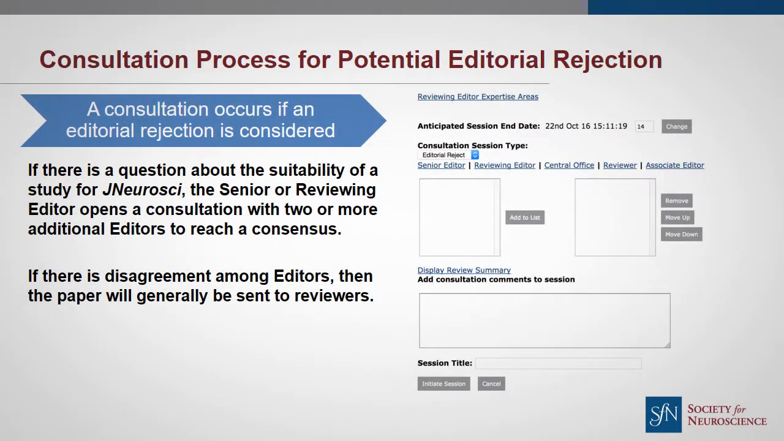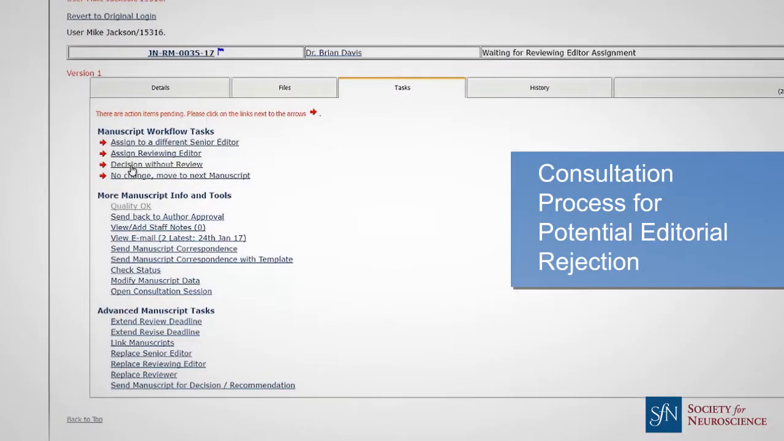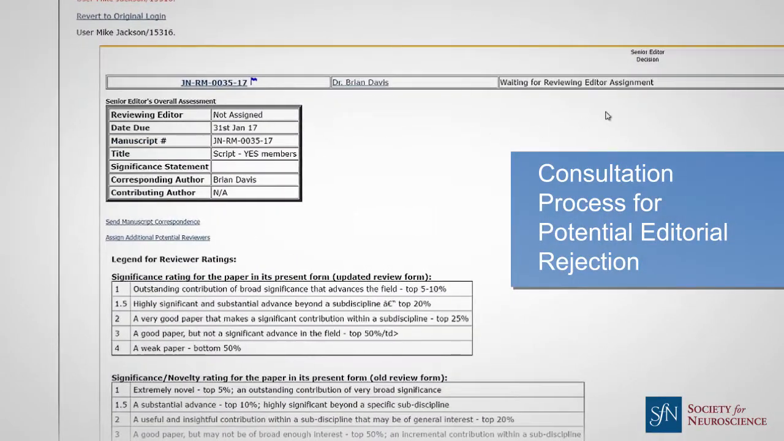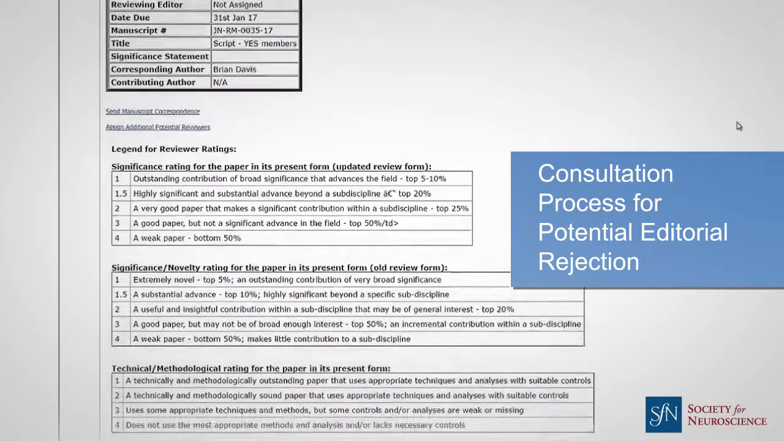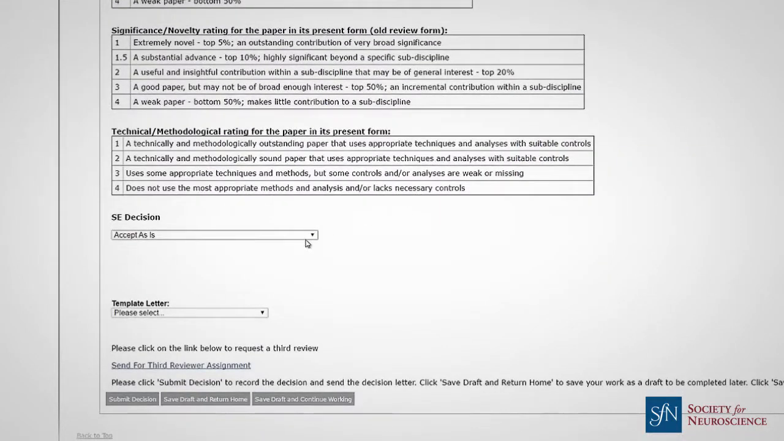In a minority of cases, an editor may question whether the paper is appropriate for the Journal of Neuroscience. If there are reservations about the suitability of the study for the journal, the senior or the reviewing editor will open a consultation session with two or more additional editors, each of whom evaluates the manuscript and then provides comments to the consultation session. If there is a consensus that this paper is not suitable for the Journal of Neuroscience, then the manuscript is rejected without external review.